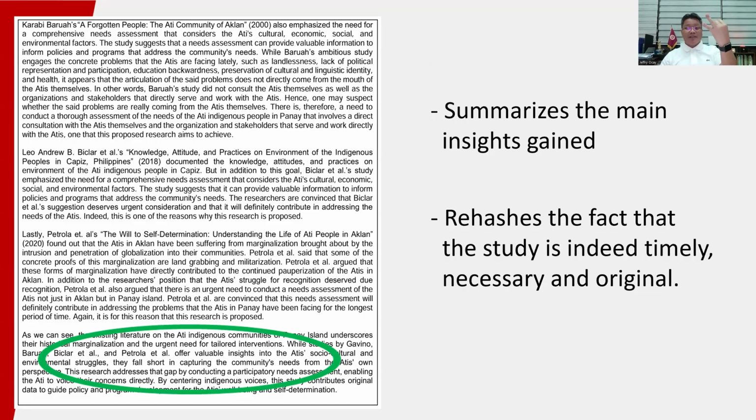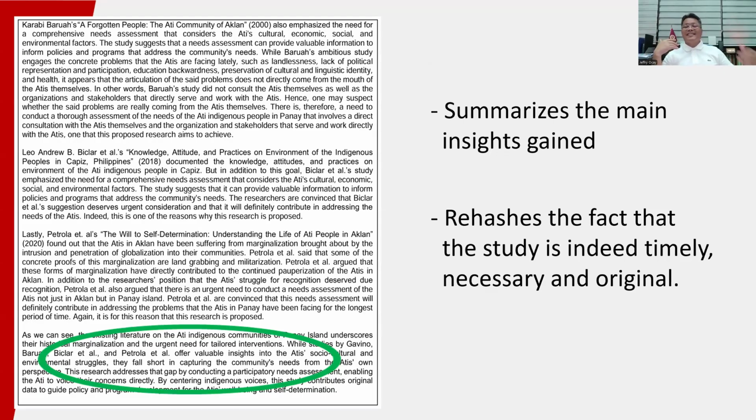It is timely because there are a lot of famous scholars working on this field in the last 2 to 3 years or in the last 3 to 5 years. And it is an original work because despite the number of famous scholars working in these fields, none of them address the needs of the Ati people in Panay Island. Therefore, the originality and uniqueness of our study. And so we're able to secure the funding.